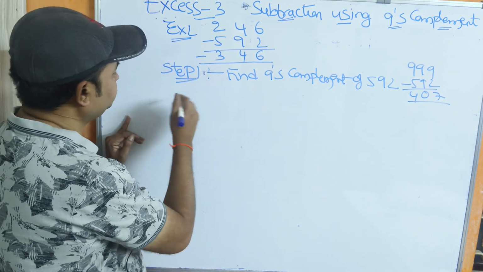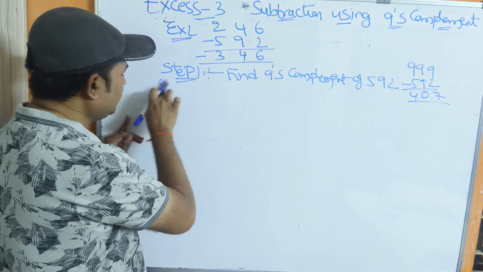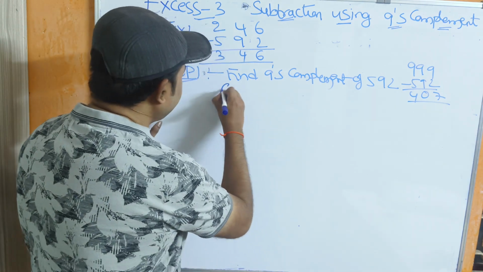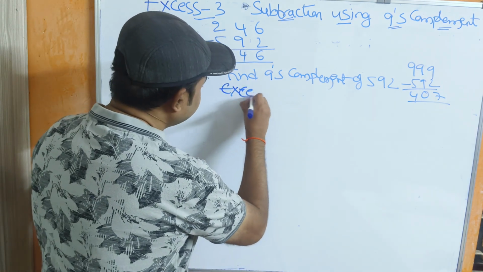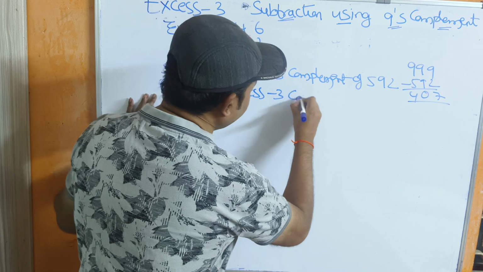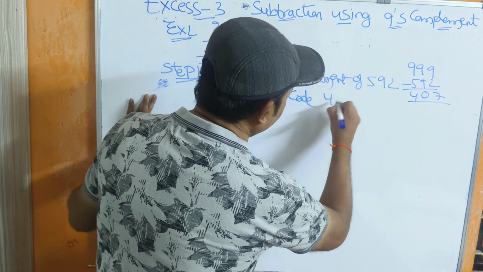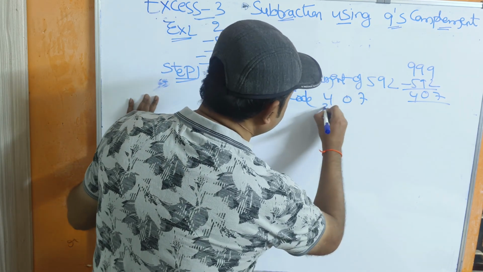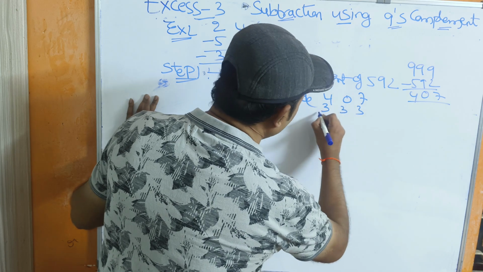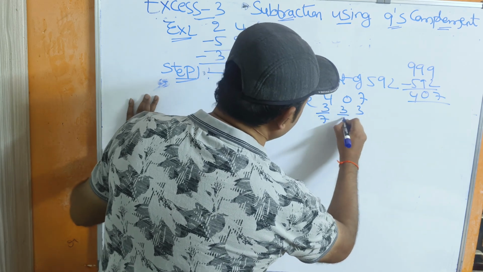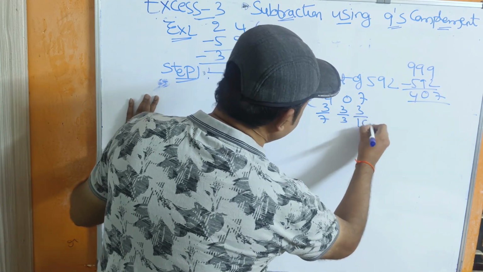Now next step, we have to take XS3 code of this one. So XS3 code for this number is, so what is the number? 407. So XS3 code means add 3 to it. 4 plus 3, 7; 0 plus 3, 3; 7 plus 3, 10.